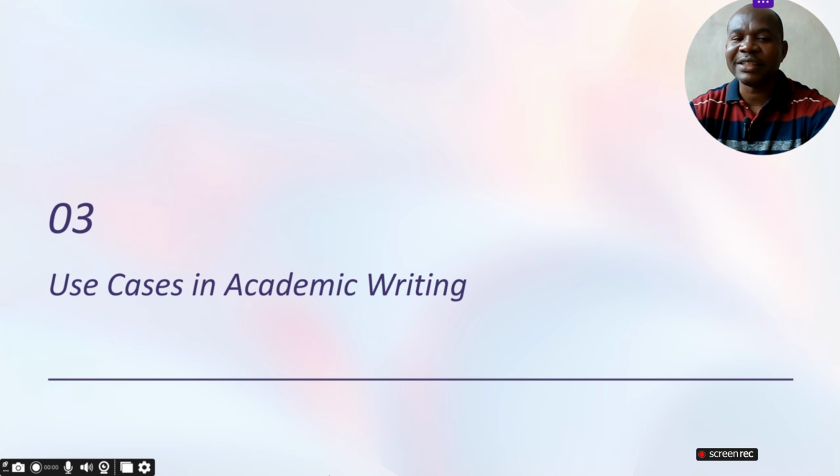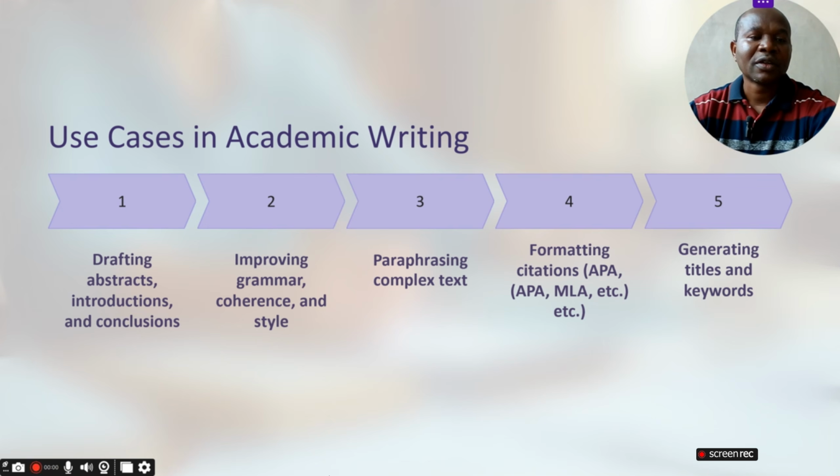So let's look at the different use cases in academic writing. Number one, we have the drafting of abstract, like I earlier mentioned. You can draft your introduction. You can also get help to draw conclusions from an article. Maybe you have already done the research and you want to summarize that particular research. You want to bring out key points from that particular research. Artificial intelligence will help you to concisely generate relevant key points even from that particular research.